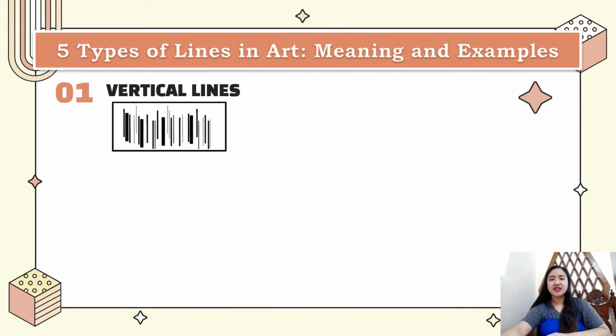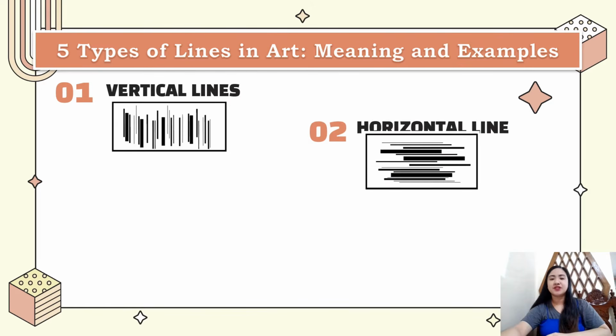The first one is vertical lines. Vertical lines are straight up and down lines that are moving in space without any slant and are perpendicular to horizontal lines. They suggest height and strength because they extend towards the sky and seem unshakable. So this is the example of a vertical line. What you can see on the screen are vertical lines.